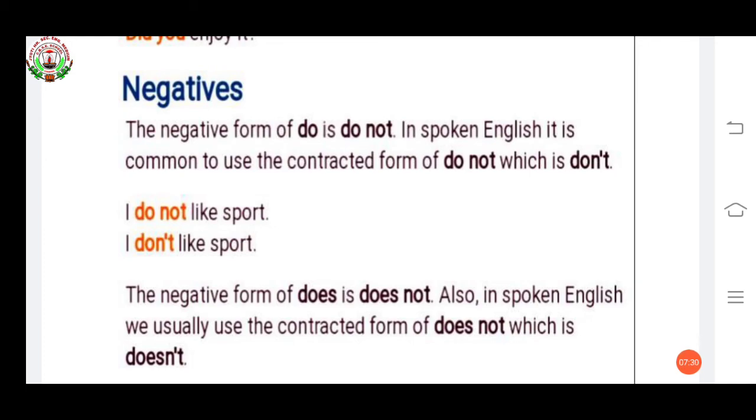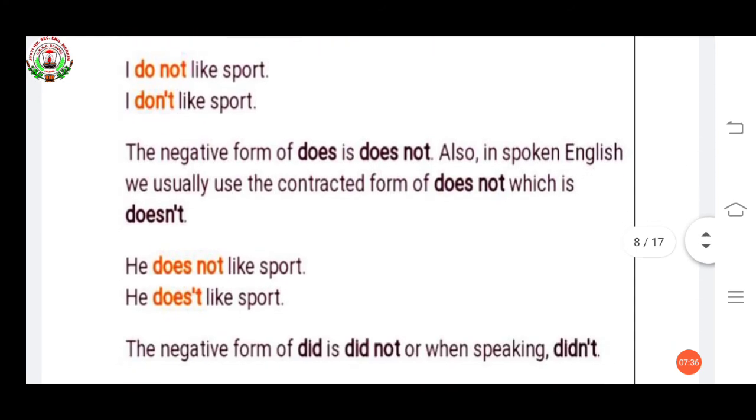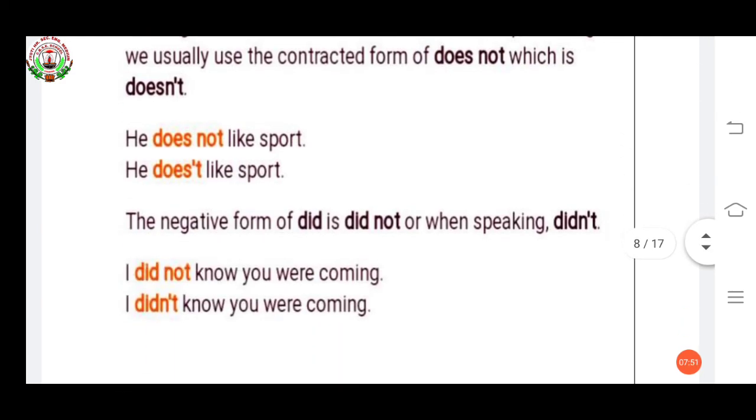I do not like sport. I don't like sport. Same meaning. Okay. The negative form of does is does not. Also in spoken English, we usually use the contracted form of does not, which is doesn't. Okay. Now, he does not like sport. He doesn't like sport.